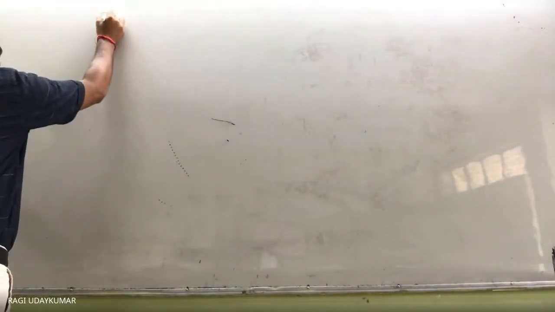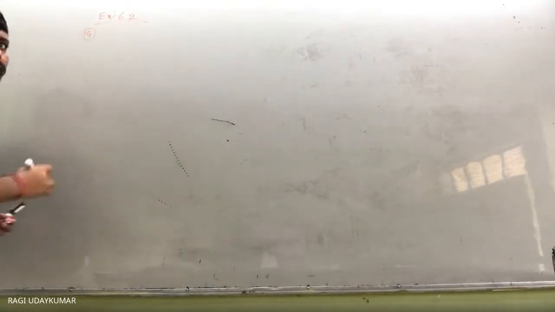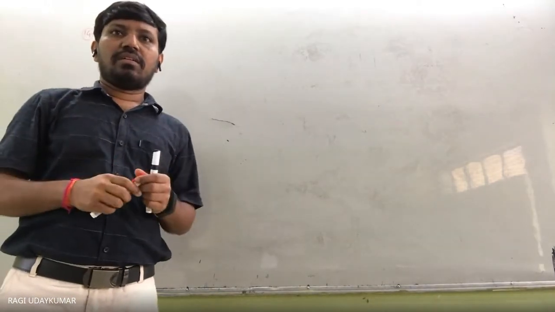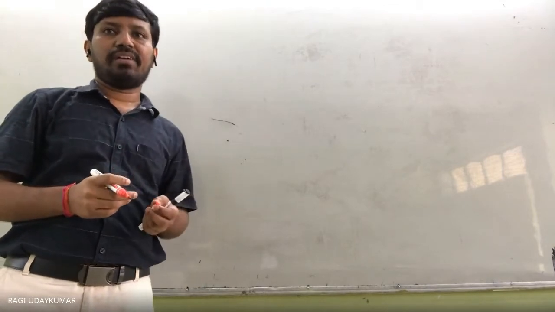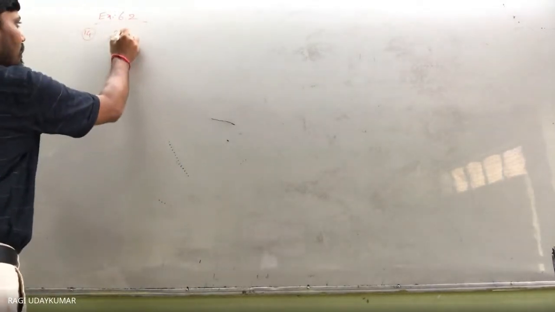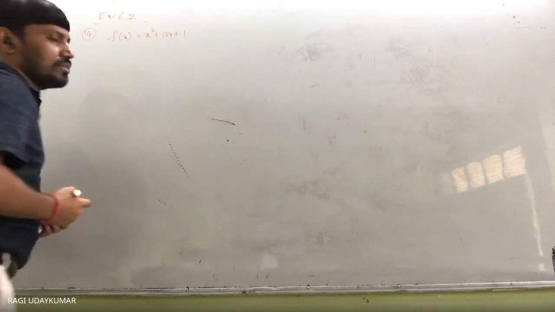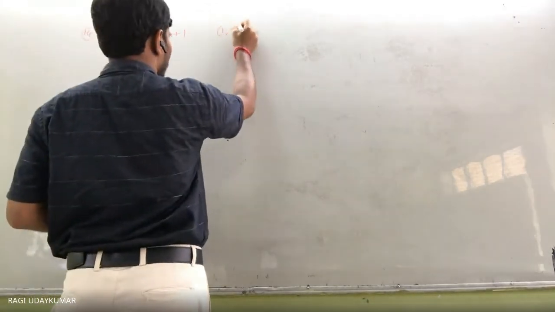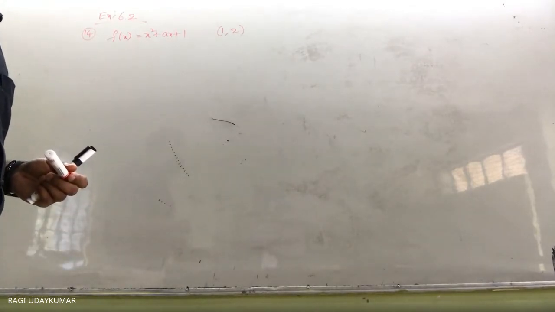So exercise 6.2, 14th problem C here. The question is: find the least value of a such that the function f of x is equal to x square plus ax plus 1 is strictly increasing in the interval (1, 2). It is given that this is strictly increasing in the interval, so find the least value of a.